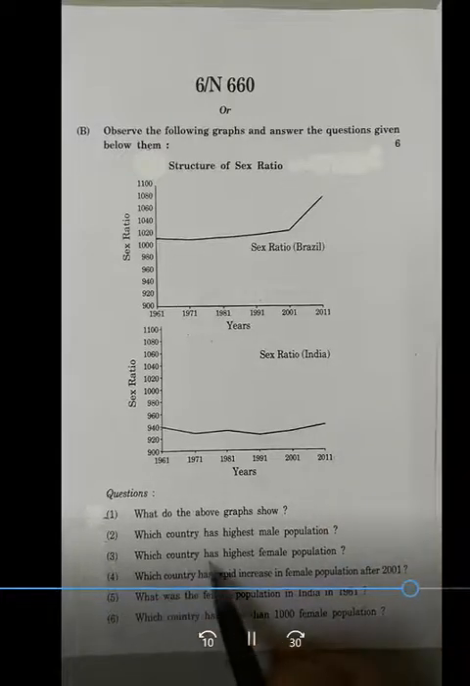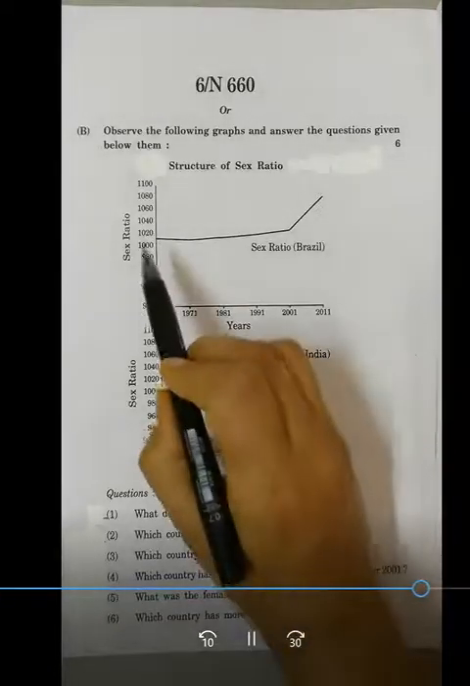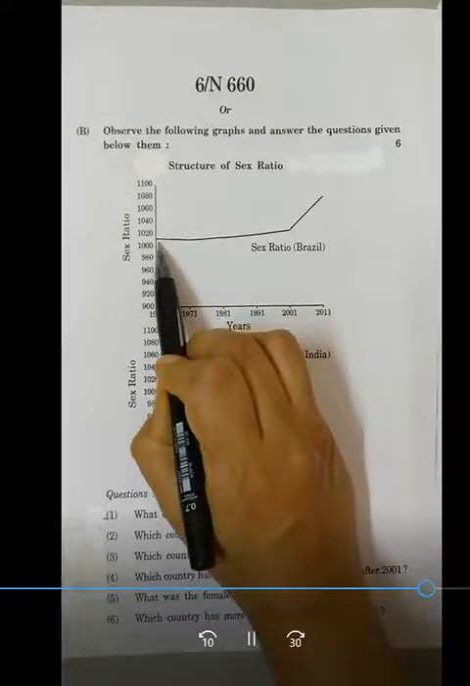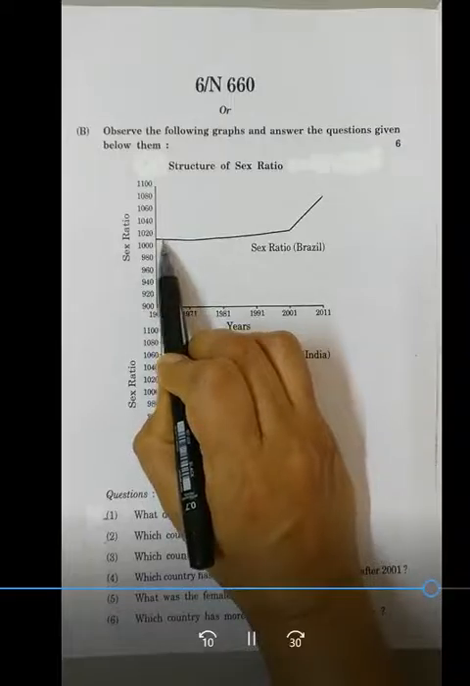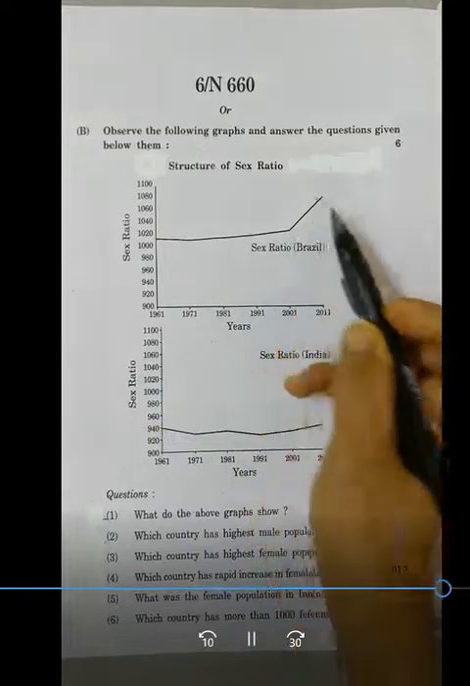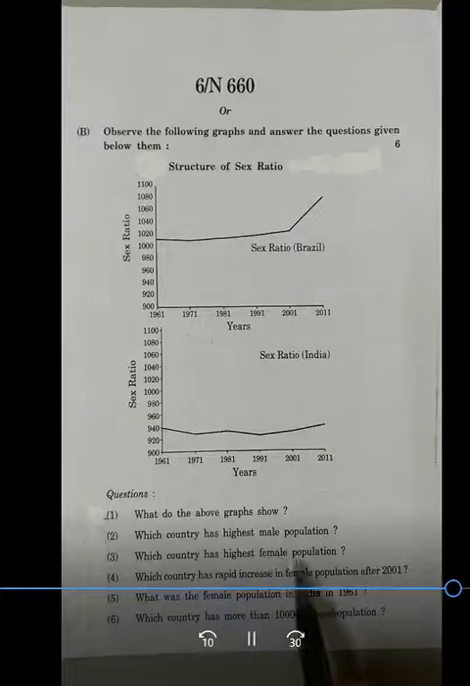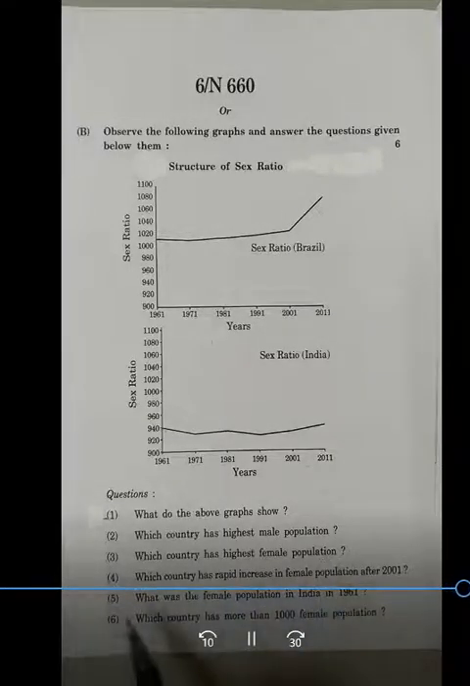Okay? Question number 3. Which country has highest female population? Now, when we have done question number 2, we know the answer that highest female population is in Brazil because it is always above 1,000. So the answer is Brazil has the highest female population, and you are going to underline Brazil.